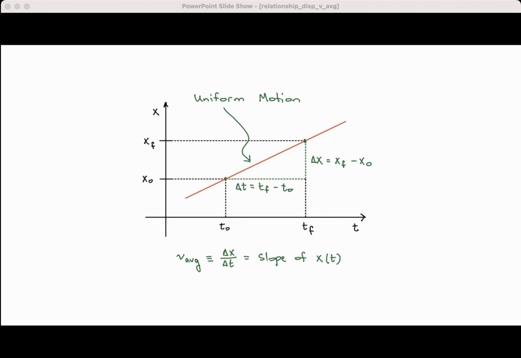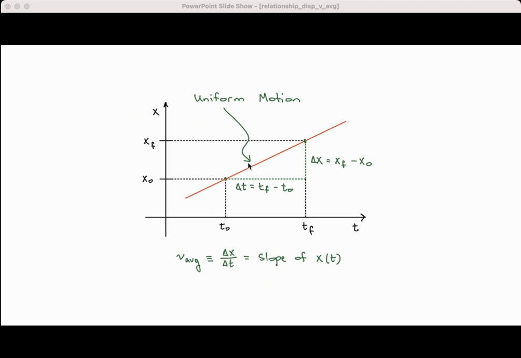Let's briefly discuss the mathematics of uniform motion. For uniform motion, the plot of the object's position versus time is a diagonal line. The average velocity, which is defined to be delta x over delta t, is equivalent to the slope of the position versus time curve for uniform motion.